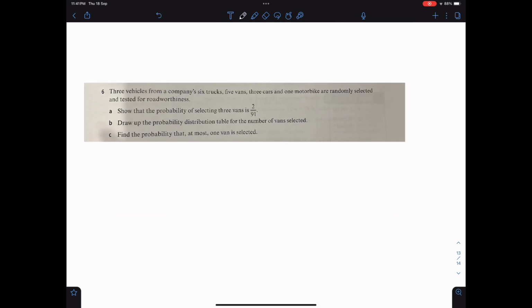Right, 3, again, ignore probability distribution tables. 3 vehicles from a company, 6 trucks, 5 vans, 3 cars and 1 motorbike, randomly selected. Okay, selecting 3 vans. 5 choose 3 to pick the vans. And then we would divide that by what? 6 plus 5 plus 3 plus 1 is 15. And that's 2 over 91.